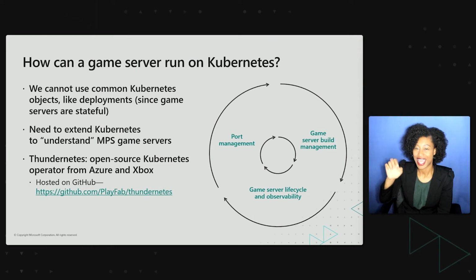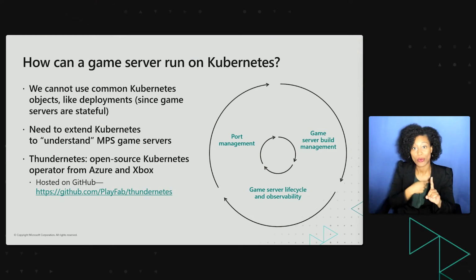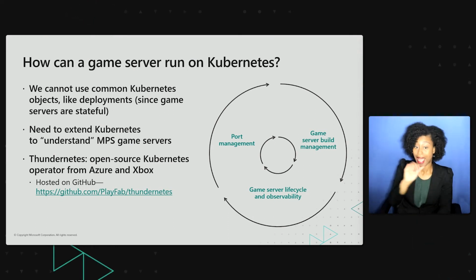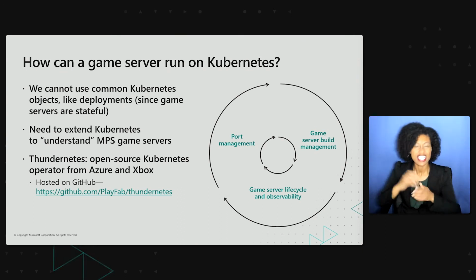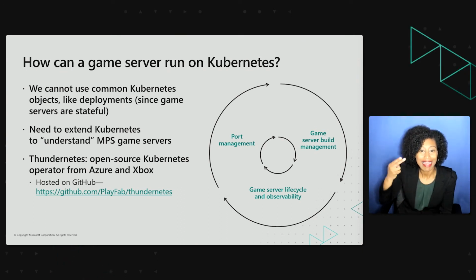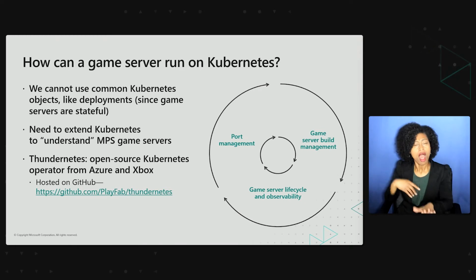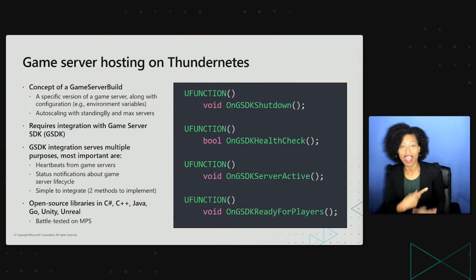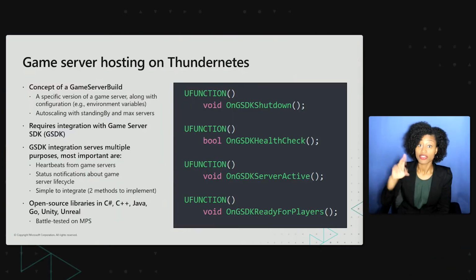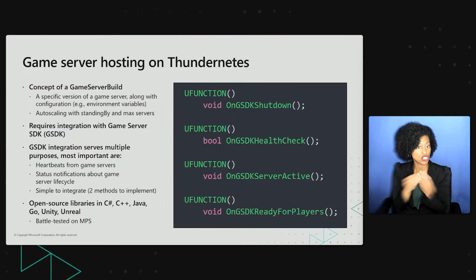Actually, Thundernetes is an open source operator we built, teams from Azure and Xbox. We host it on GitHub, and it's an operator that can do all those things. So essentially, Thundernetes teaches Kubernetes specifically how to use our game servers. Thundernetes is that solution that we created to run the game servers on Kubernetes.